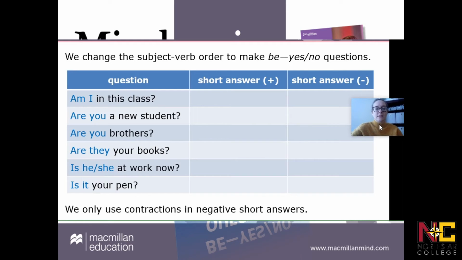Take a look at this chart. We changed the subject-verb order to make yes or no questions with the be verb. So for example, here we have a list of all our questions. Am I in this class? Are you a new student? Are you brothers? Are they your books? Is he, she at work now? Is it your pen? And then we have short answer affirmative and short answer negative.